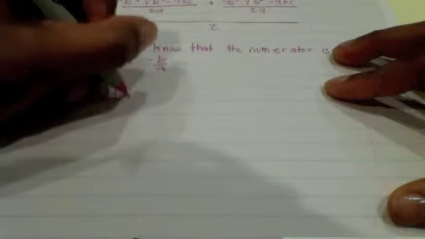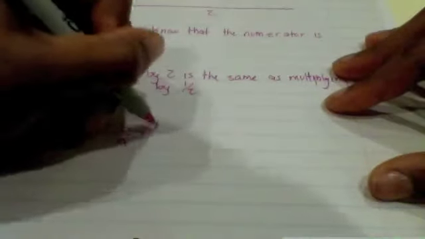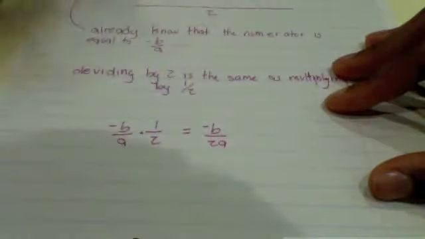So all we need to know is what negative b over a divided by 2 is. Now we know that when you divide something by 2, it's basically the same as multiplying it by 1/2. So we're going to look at negative b over a times 1/2, which is going to give us negative b over 2a.